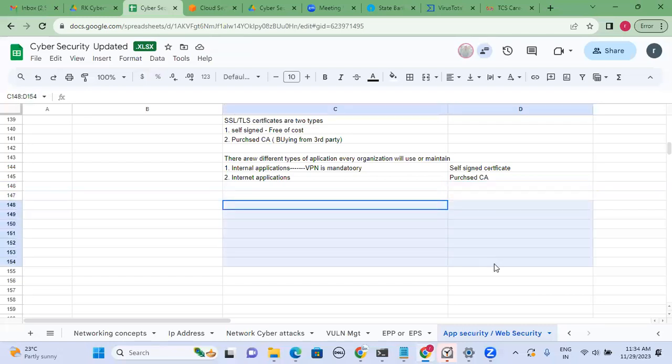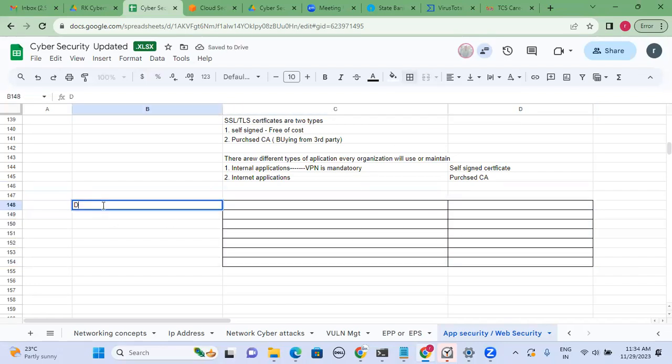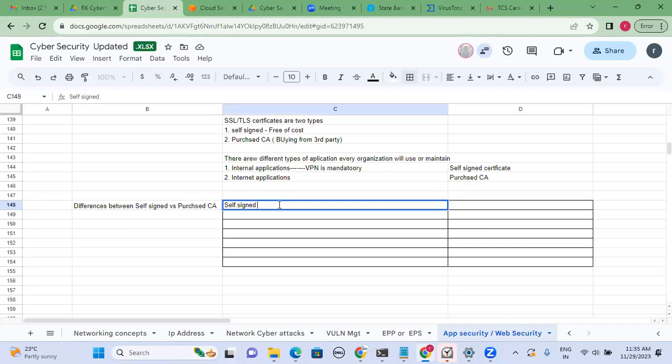I'll put on the left hand side the differences between self-signed versus purchased CA. Here self-signed, for internal apps or tools. Here purchased CA SSL certificate.